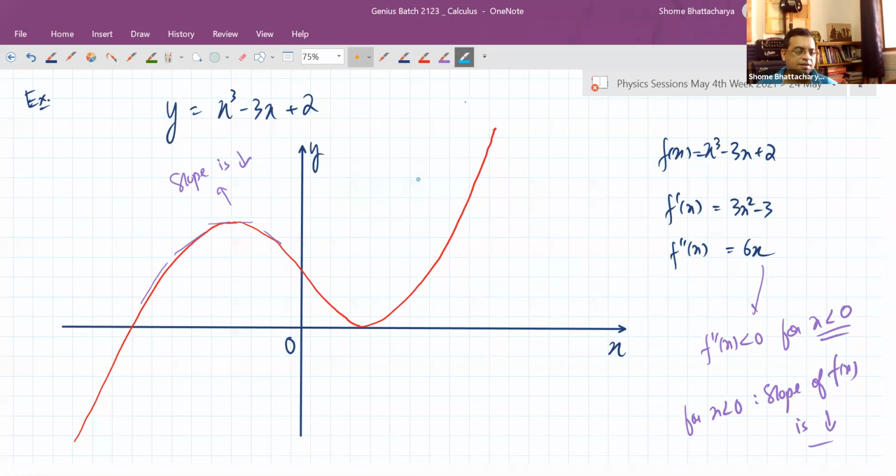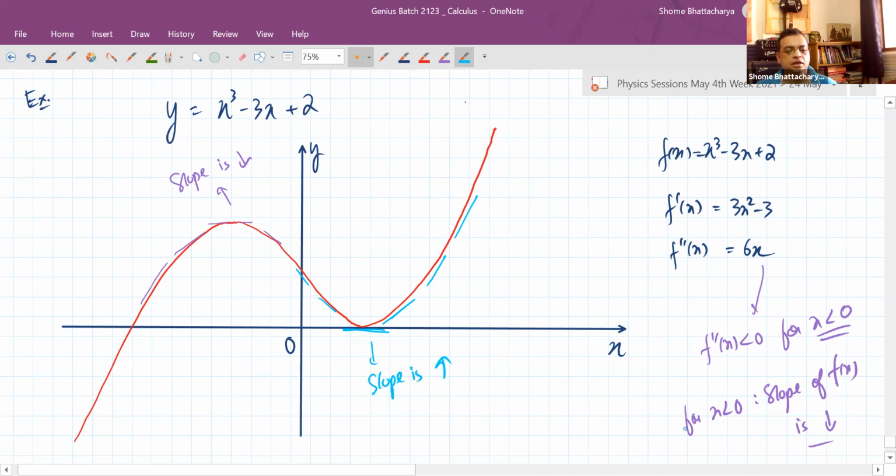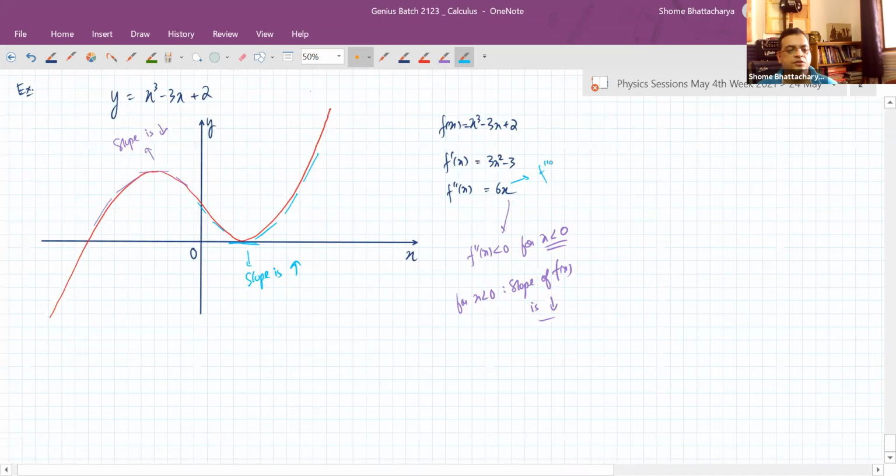Whereas if you analyze this part of the function, here you can see the slope is 0. Then here the slope is becoming a larger and larger positive value. Here it's becoming a smaller negative value. So in this part of the graph, you can see the slope is now increasing. And again, the second derivative, f double prime x, is positive for x greater than 0. So that means the slope increases for x greater than 0.